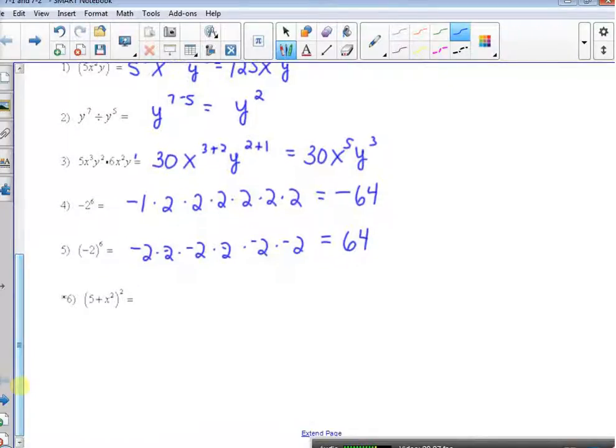And on number 6, we are not going to distribute that 2 in because there's an addition sign, so it's not 25 plus x squared. We actually have to FOIL that.